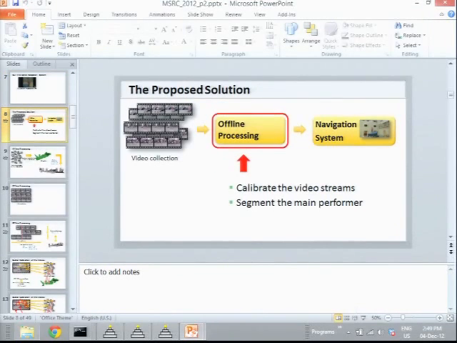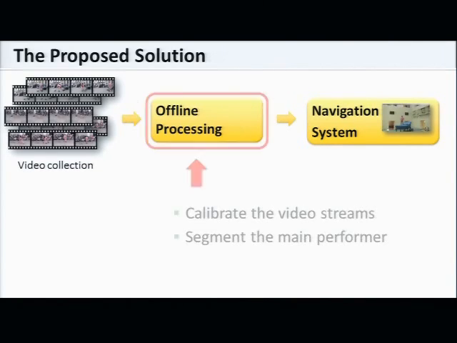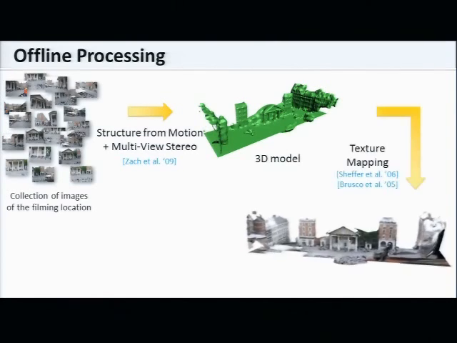As PhotoSynth did, we copied a bit of the pipeline. We took the video collection and made an offline processing, which generates the metadata to visualize this in our media player. This offline process aims at calibrating the video streams and segmenting the main performer. We bootstrapped this process by applying structure from motion and multi-view stereo to some images of the scene where this collection was filmed, either video frames from the videos or pictures from Flickr or other internet sources. We get a 3D model of the scene, and then we texture map it.